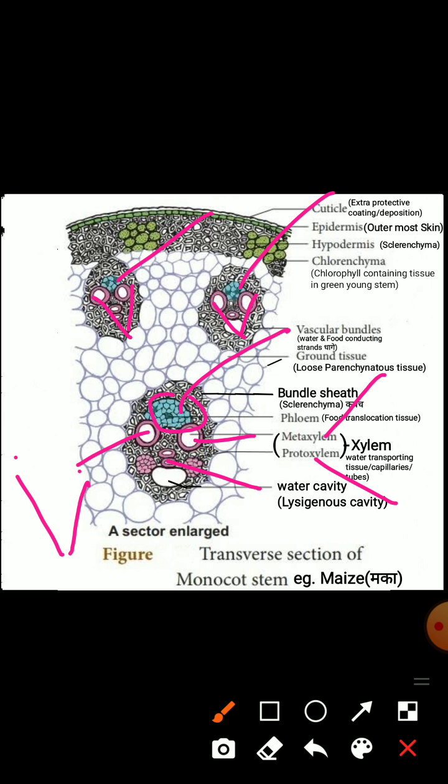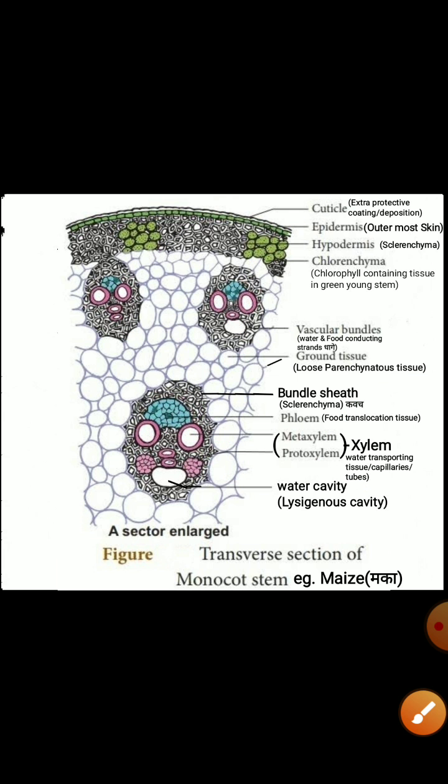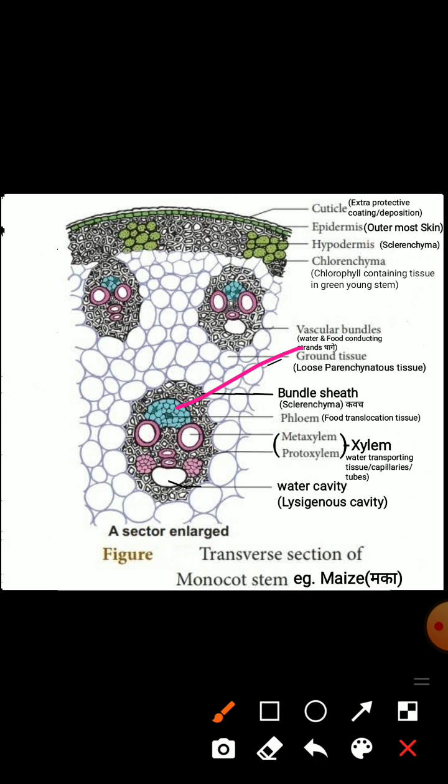Now, in addition to the xylem, this is the phloem. Above the arms of the xylem, the phloem is located over here. So, this is about the location of the phloem. The phloem is located above the xylem. This phloem is also made up of protophloem and metaphloem.